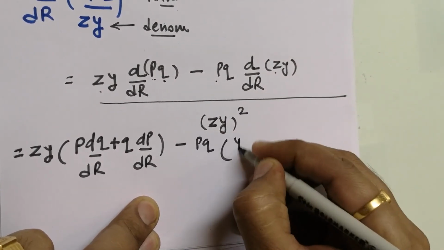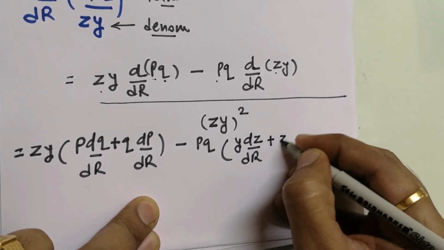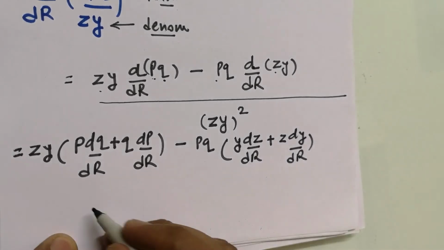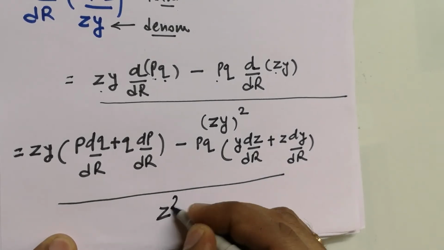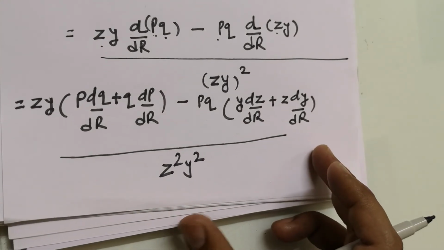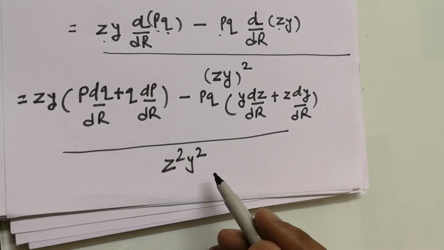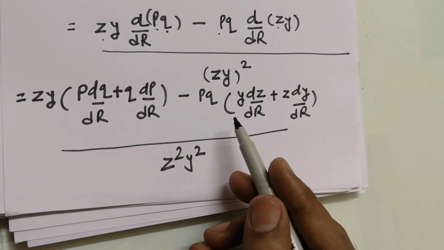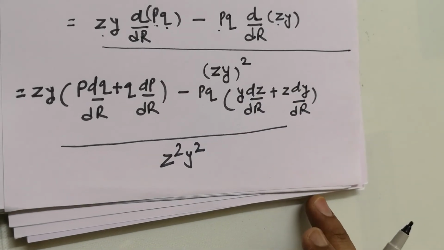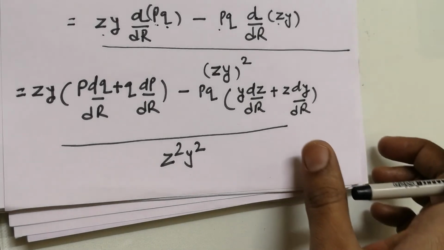Now p and q as they are. I am putting y outside, dz divided by dr, plus z is outside, dy by dr, whole to the base z square y square. So this is how you can go for the simplification of a divisional property. You can also place z square y square as the denominator of the entire numerator, so you can separate them out individually, but there is right now no need of it. So this is how initially you have learned that divisional property.